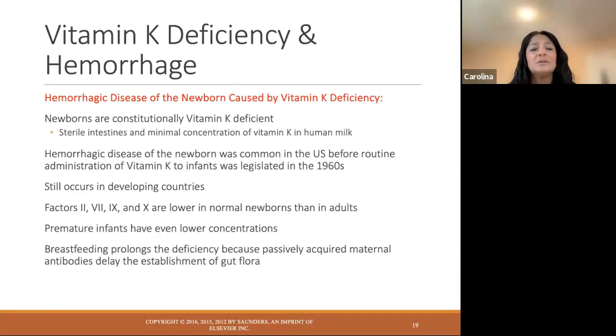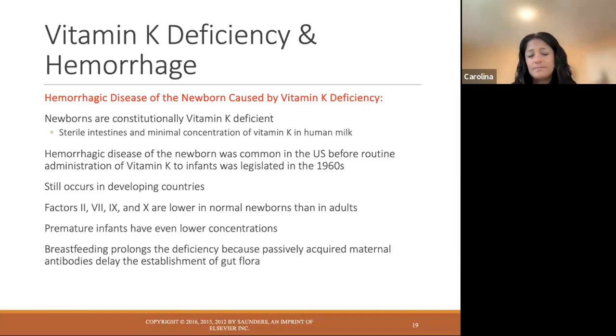Hemorrhagic disease of the newborn was actually more common in the US back in the 1960s, before we knew how important the administration of vitamin K was. That was before there was routine administration of vitamin K to infants. It was legislated back in the 1960s when it was found to be an issue. Now it doesn't really happen anymore, but it does happen in developing countries where they don't have access to the type of healthcare that you may have here or in other developed countries.